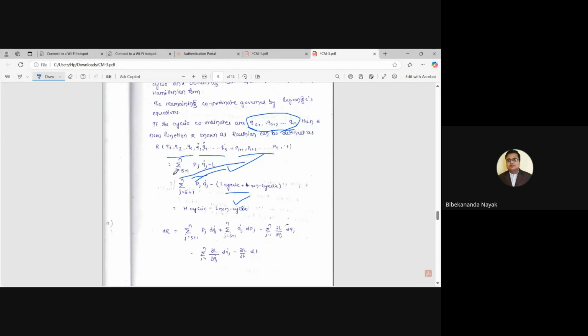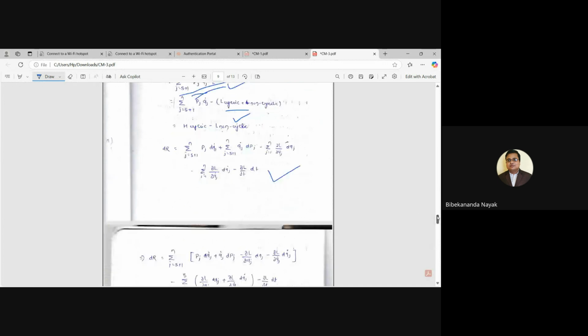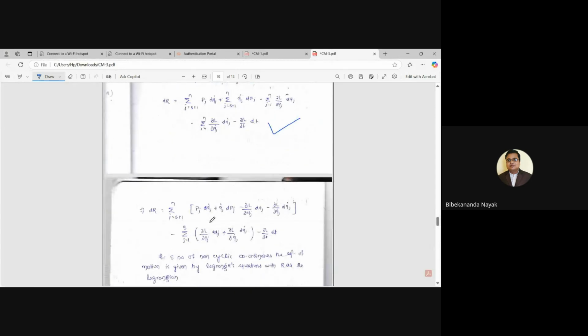So taking its differential, dR is equal to the sum of Pj dqj dot plus qj dot dpj minus dL. But dL is again del L by del qj dot dqj dot, del L by del qj dqj, and del L by del t. So dR can be written like this, and comparing the coefficients: Pj dqj dot, qj dot dpj, minus del L by del qj, del L by del qj dot. The other two are del L by del qj and del L by del t.